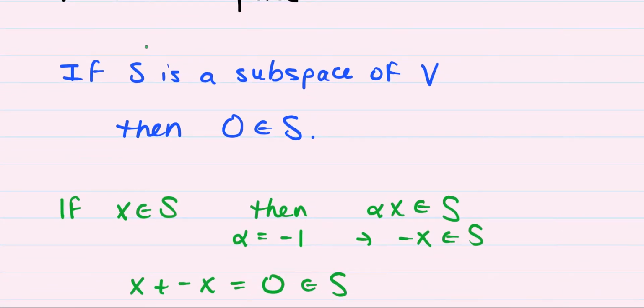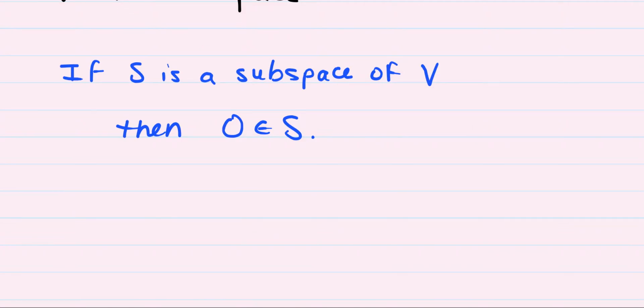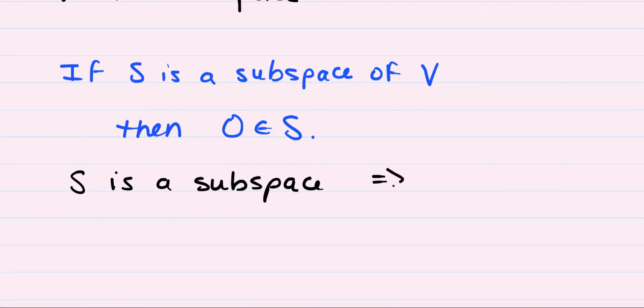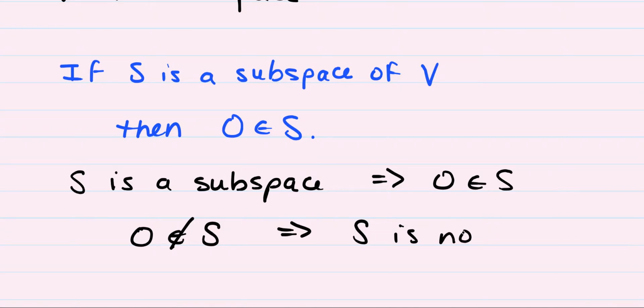Now, why is this important? I mean, it is interesting that the zero vector is always there. But this can actually help us prove if something is a subspace or not. So what I have is that S is a subspace implies 0 belongs to that subspace. So if you can show that 0 is not in a set, then this will tell you that S is not a subspace. This is the contrapositive of this statement. So the opposite of this implies the opposite of this.